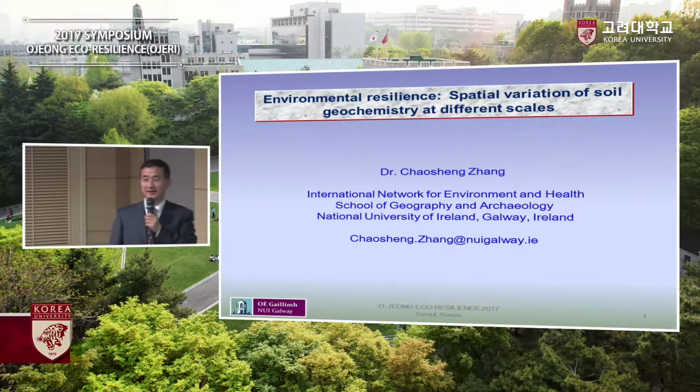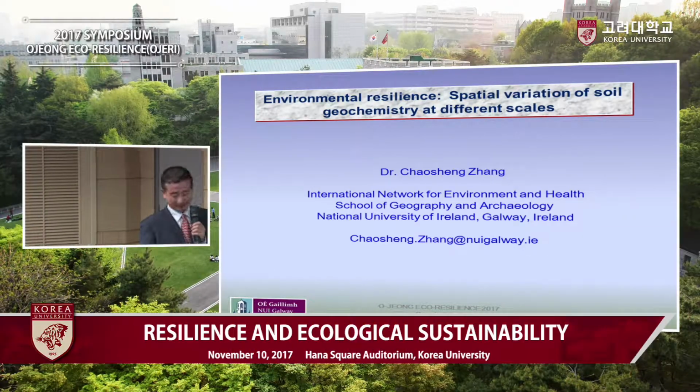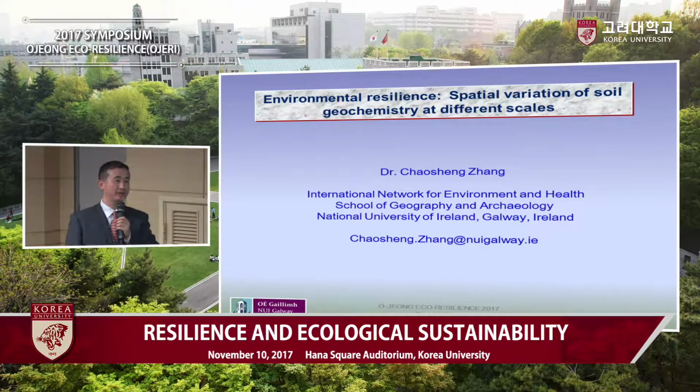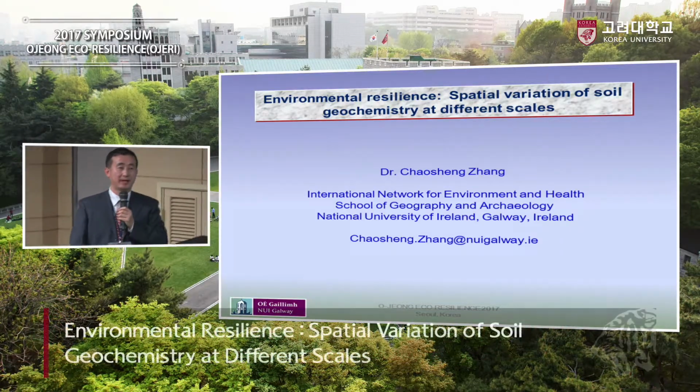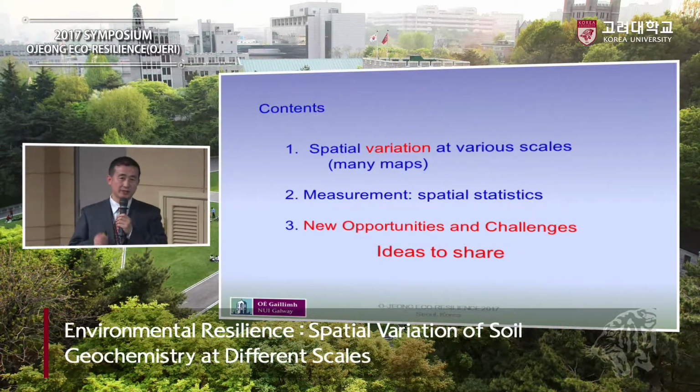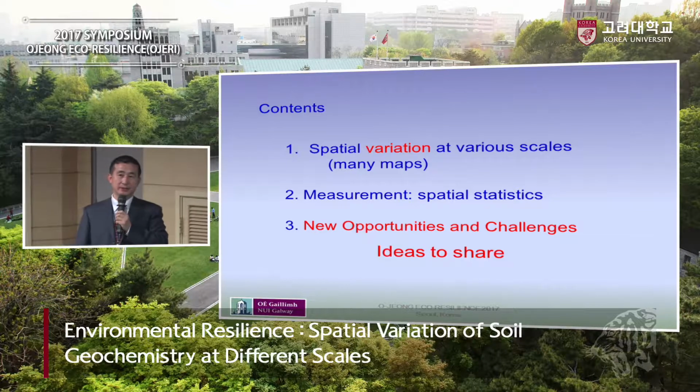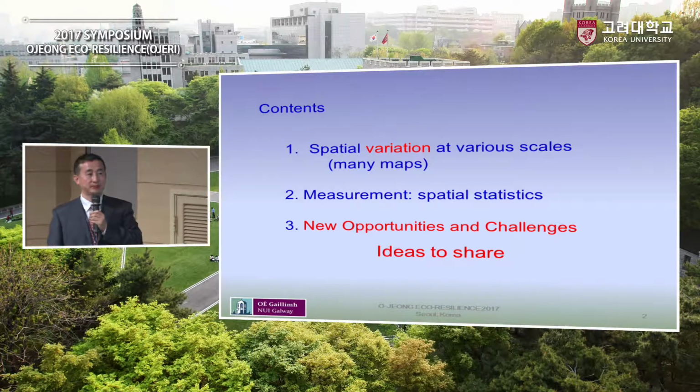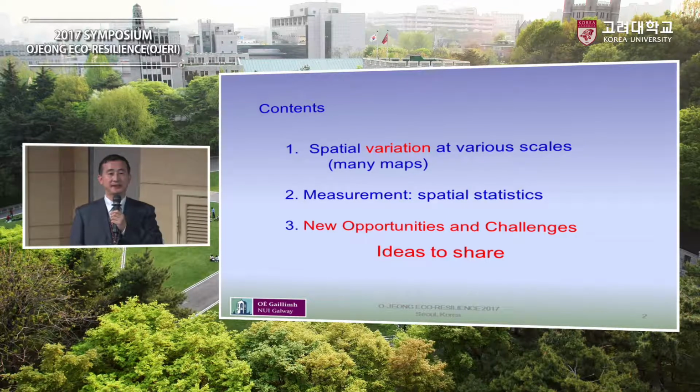But in fact, my background is GIS, as Professor Chong just talked about, so I'm going to talk more about GIS here, and I hope you enjoy it. Specifically, I focus on one of the major issues called spatial variation. I'm first going to show you some pictures, some maps, to demonstrate the existence of spatial variation. Then I will let you know how we measure it. And finally, we will talk about some opportunities and challenges.